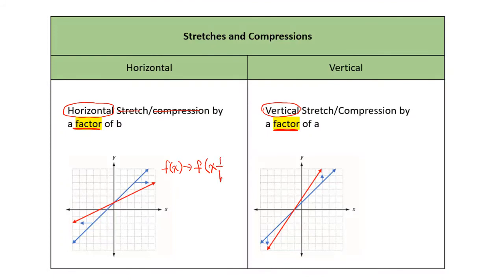1 over b. So if it says it has a horizontal stretch by a factor of 1/3, then what this would look like is f of x changes to be f of x times 1 over 1/3. All right, because this is the b, which is what they said it was going to be a factor by. Okay, so let me remind you on how to do a problem that says 1 over 1/3.